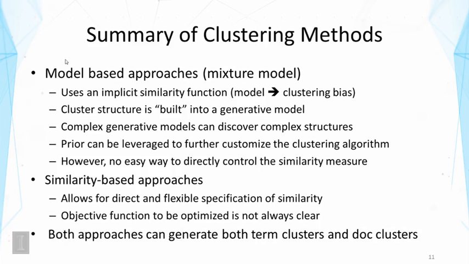Both approaches can generate term clusters and document clusters. Term clusters can, in general, be generated by representing each term with some text content. For example, take the context of each term as a representation of each term, as we have done in paradigmatic relation learning. And then we can certainly cluster terms based on their text representations. Of course, term clusters can be generated by using generative models as well, as we have seen.